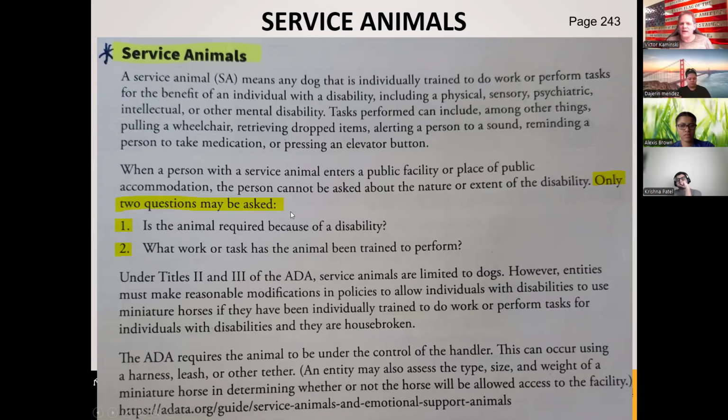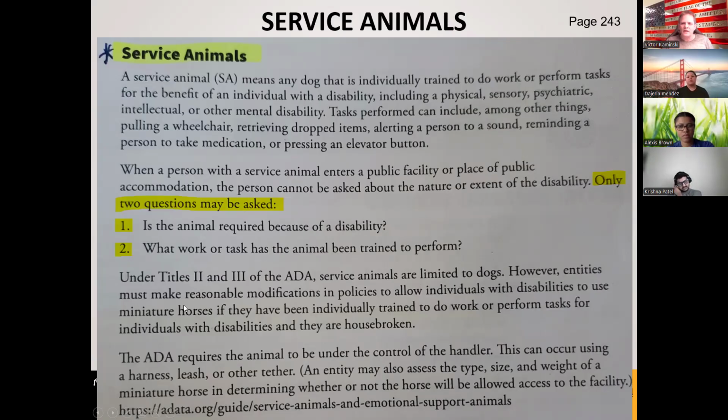Only 2 questions may be asked. Is the animal required because of a disability? And what work or task is the animal trained to perform? That's it. Under Titles 2 and 3 of the ADA, service animals are limited to dogs.